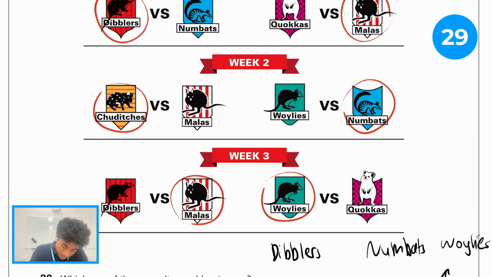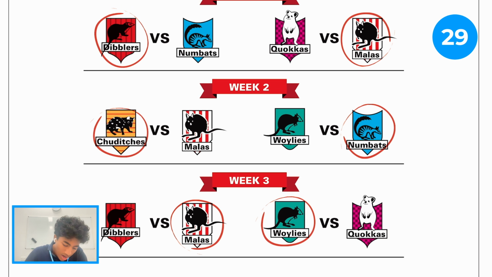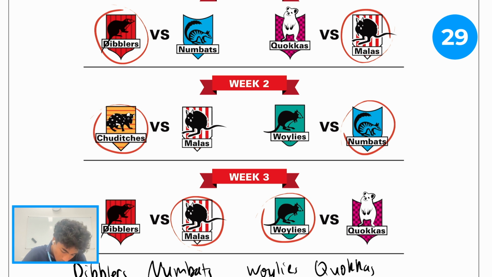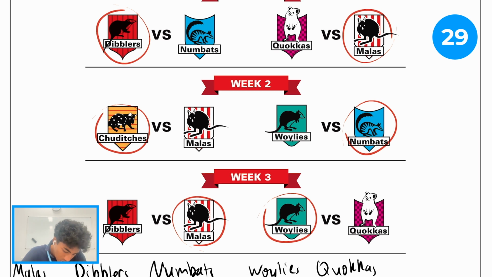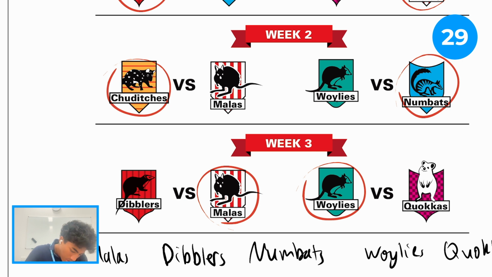And then let's write it out again, but bigger. So if they're on the left, they're really good. If they're towards the right, they're getting worse. So we have Dibblers are better than Numbats. Numbats are better than Woylies. Woylies are better than Cockers, right? And Marlers are better than Dibblers. And then the Chuddiches are better than the Marlers. Then we have Chuddiches which are better.